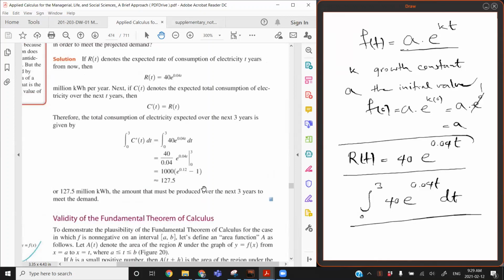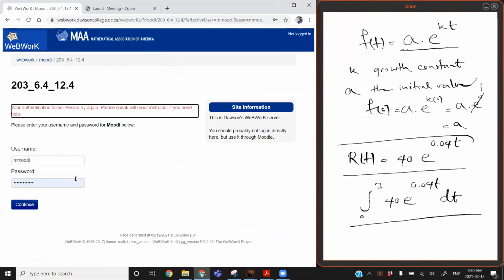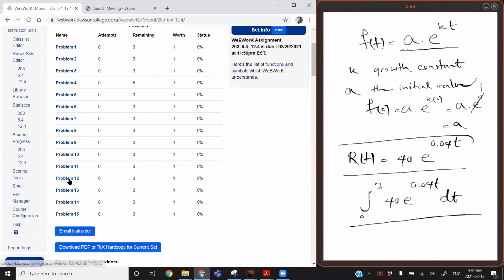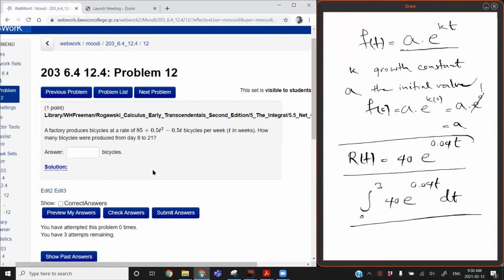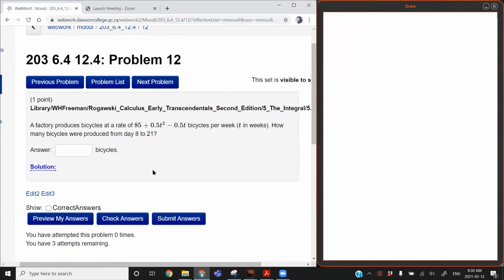I want to do one more problem from WebWork. Let's do number 12. I want you to get the common theme in all these problems. You're given the rate of change of something. You're looking for the total change in that. So it says a factory produces bicycles at a rate. Again, the keyword is rate. That's the rate of change.